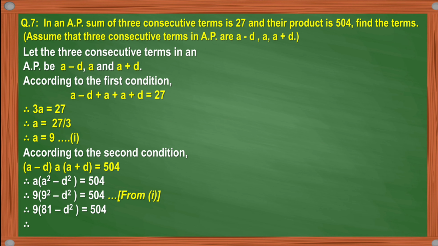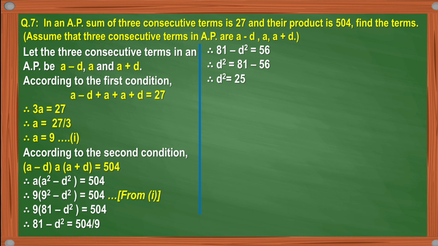9 is in multiplication, it will go to that side and become the denominator. So 81 minus d square equals 56. So d square is equal to 81 minus 56. Therefore d square is equal to 25. Now we'll take the square root. We'll get d equals plus 5 or minus 5. Now we have the value of d, plus 5 and minus 5. We have two values for d.